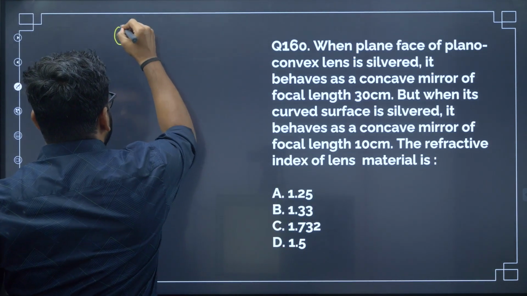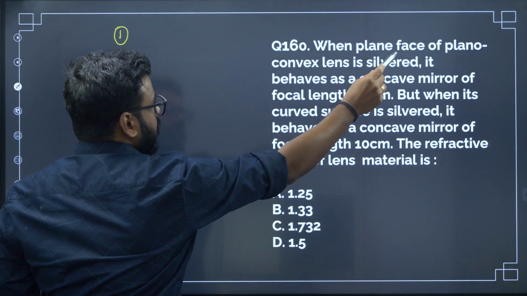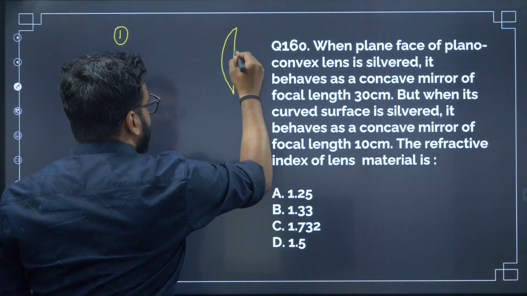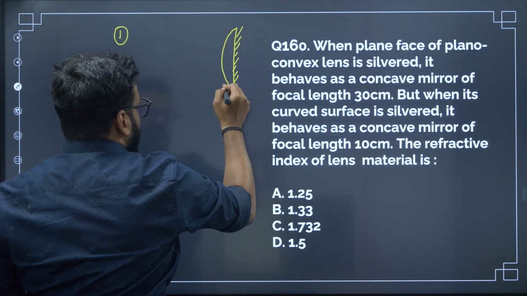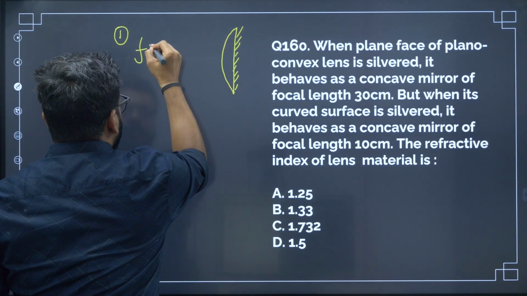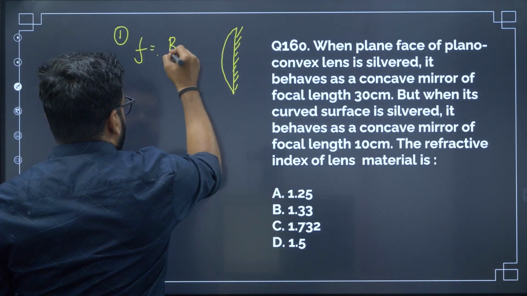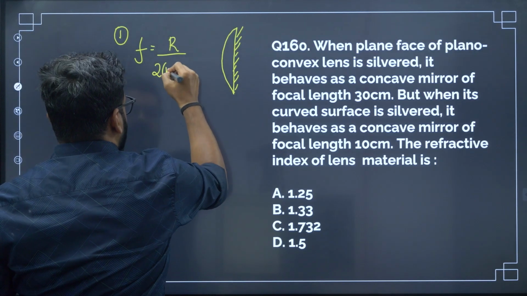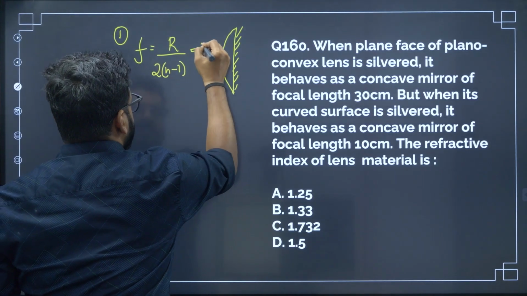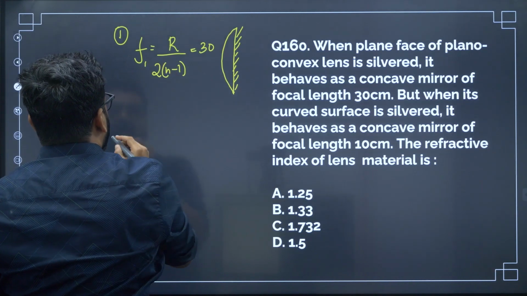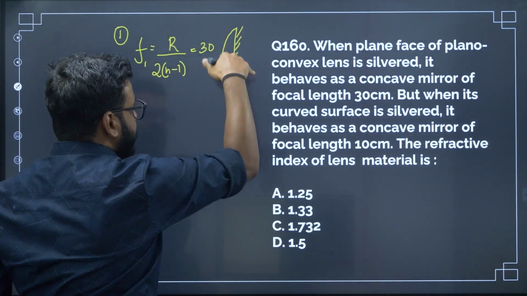The first case is the plano convex lens, where the plane face is silvered. That is, you have a plano convex lens and this. So the focal length here is actually given as radius of curvature over 2 times refractive index minus 1, which is 30. Which is already given, right? Now in the second case, let me write F1. In the second case, the other side is silvered.